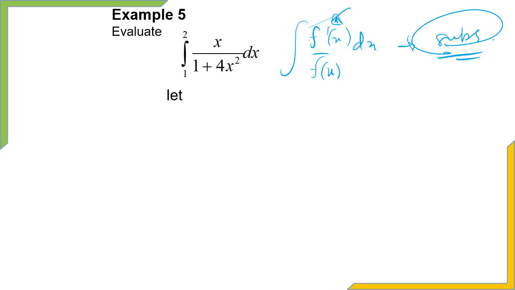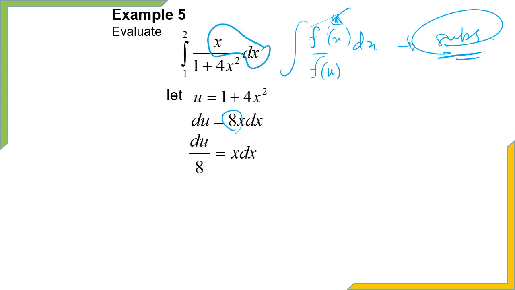So here we can use the substitution method where we take the denominator as u. So u equal to 1 plus 4x squared. So du dx equal to 8x. So du is equal to 8x dx. We separate the variable u and x. But in the question, we don't have 8x dx. We only have x dx. So this 8, we bring it to the left side. So du over 8 is equal to x dx.